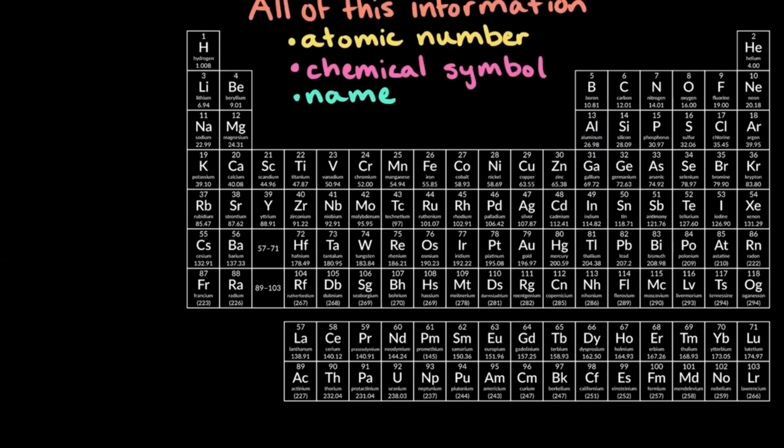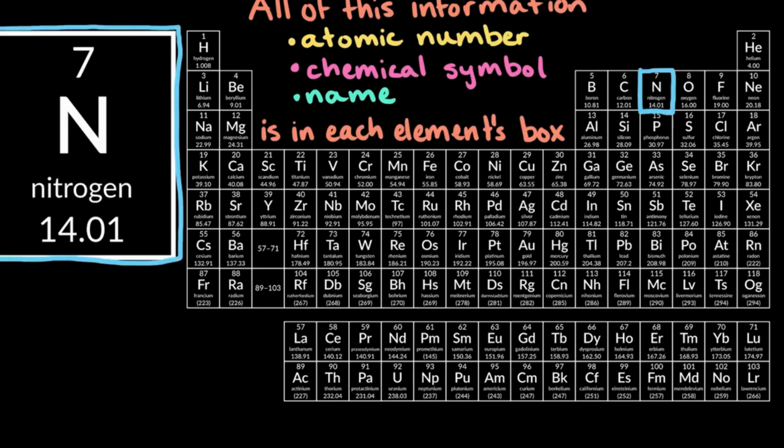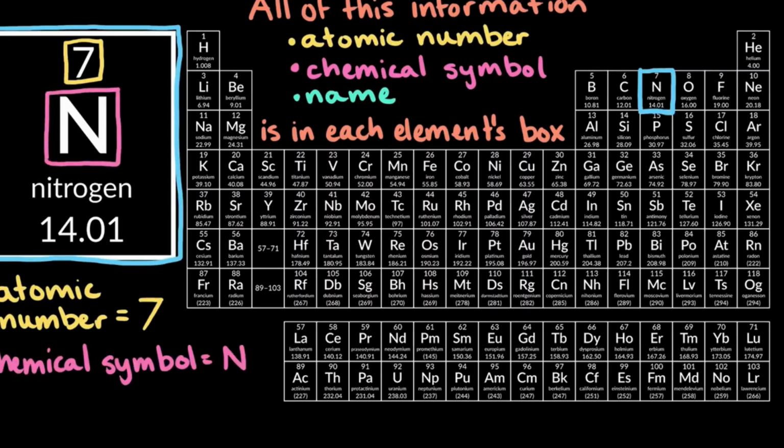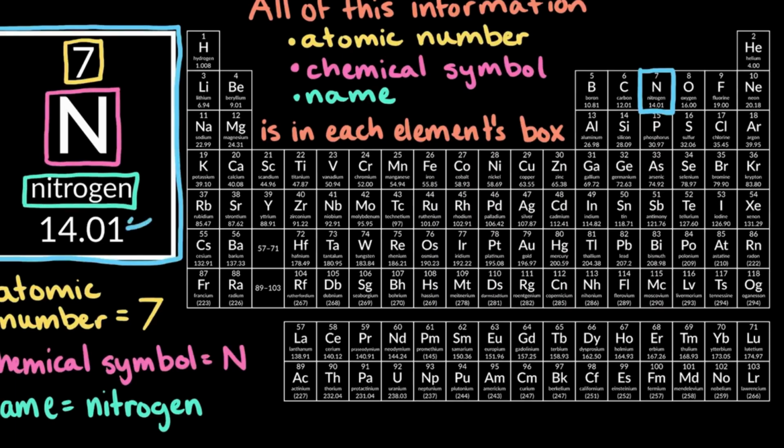All of this information is contained inside of each element's box on the periodic table. For example, here's the box for the element nitrogen. At the top of the box is nitrogen's atomic number, which is 7. Remember that this is equal to the number of protons in each atom of nitrogen, as well as the number of electrons. Below that is nitrogen's chemical symbol, N, followed by its name. Often you'll also see another number listed at the bottom of an element's box, which has to do with atomic mass. We'll cover details about this in another video.